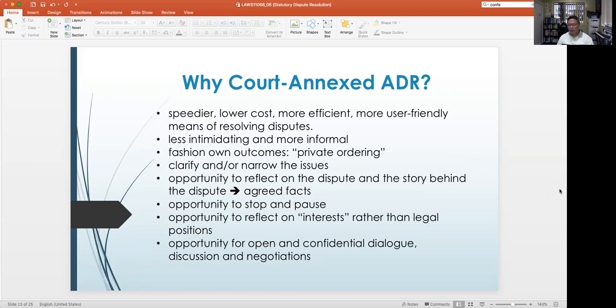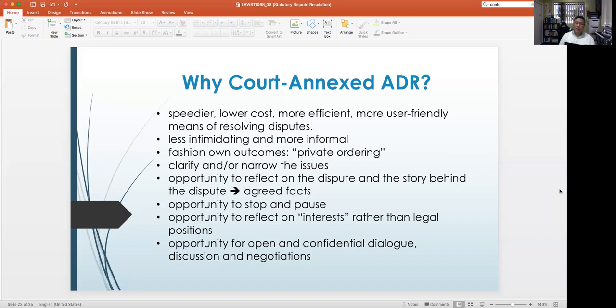One of the better books really to read about this with a lot of stories is the book by Robert Mnookin, M-N-O-O-K-I-N, Bargaining with the Devil, because he provides clear stories, as well as the book, by the way, by Gary Friedman on understanding-based mediation. There are a lot of stories there on the beauty of using ADR for the purpose of settling disputes.